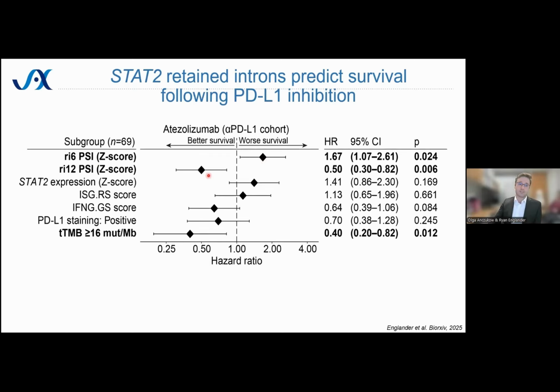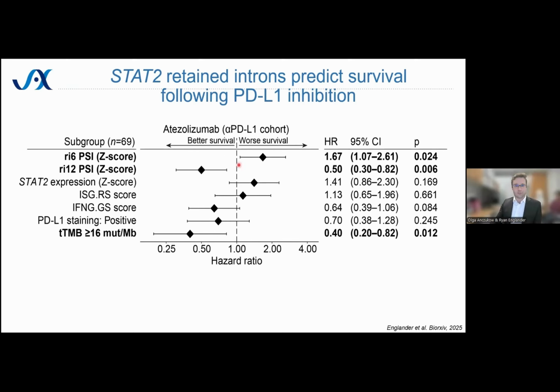By contrast, retained intron 12 actually has the opposite effect. It is associated with better survival in response to immunotherapy in a statistically significant way. So all else being equal, more retained intron 12 actually predicts improved survival in response to immunotherapy. And the last variable that had a significant association with survival in this cohort was tumor mutational burden. Having a high tumor mutational burden was associated with better survival, and that's actually something that's been well described. Tumor mutational burden is one of the best biomarkers that we have. It's FDA approved as a biomarker for immunotherapy in a pan-cancer sense, but also specifically for lung adenocarcinoma as well.